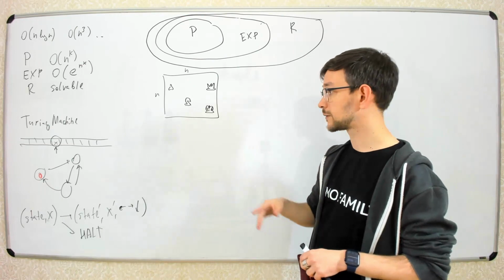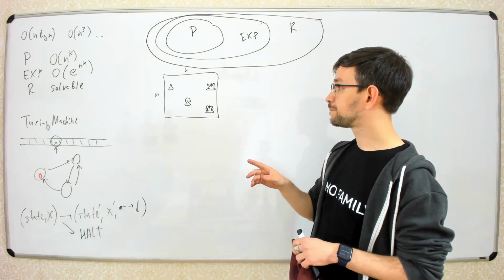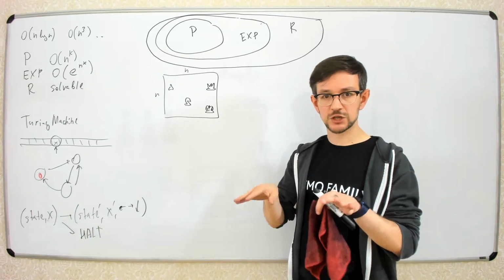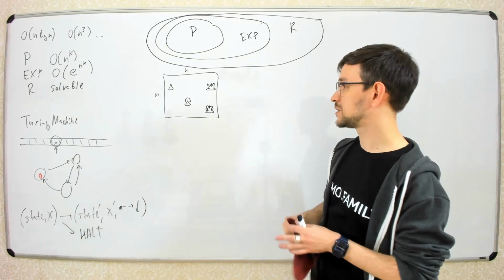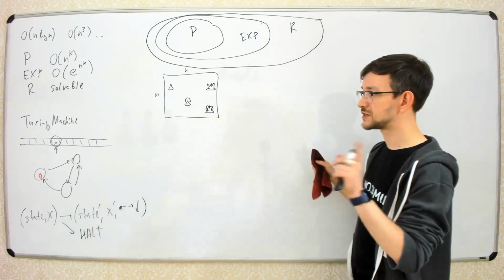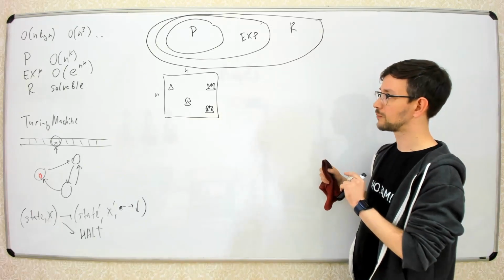But if you don't have this algorithm, you just prove that this algorithm doesn't exist. It's much more complicated. And this asymmetry is actually quite interesting. We will find a similar asymmetry pretty soon.